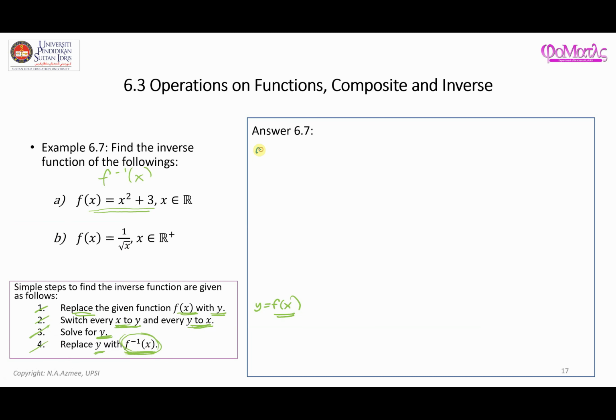Okay, so the first question is A, f(x) is equal to x squared plus 3, and x is a real number. That means x can be from negative infinity to infinity. And for this one, actually, there is no solution because this function is not one-to-one. So we cannot find the inverse function because this is not a one-to-one function. How do I know this is not a one-to-one function?